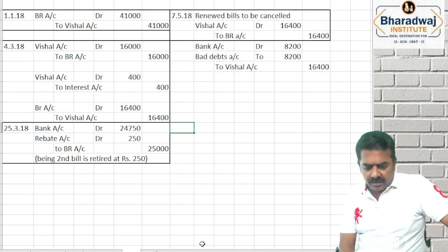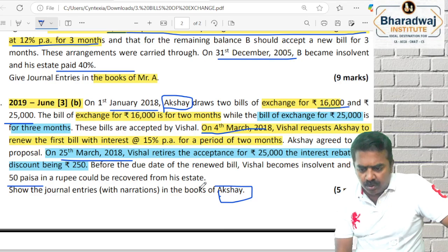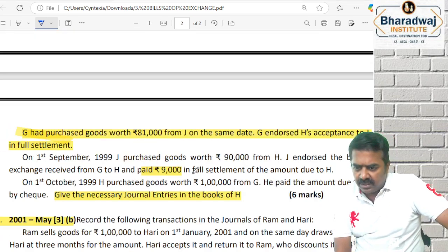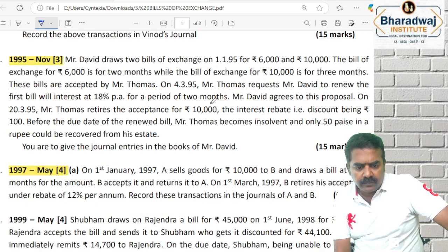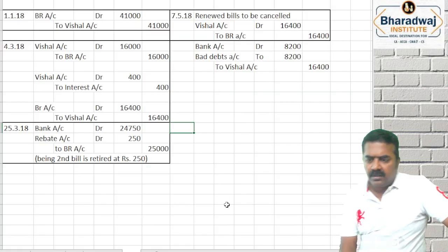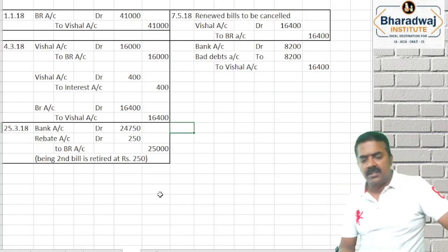Okay. In the same model, I've given one more question in the material. Try this second question. Copy this, then try which question? The second question.